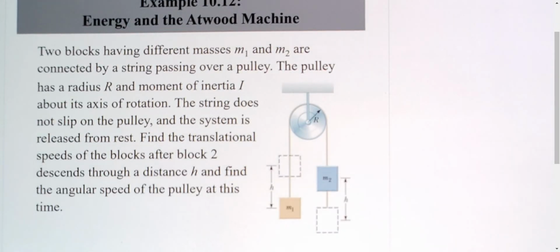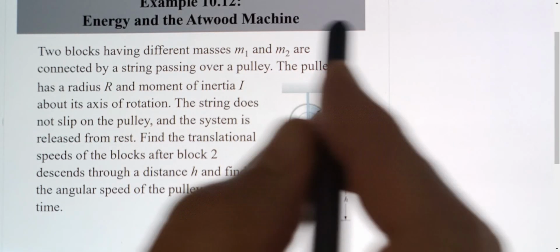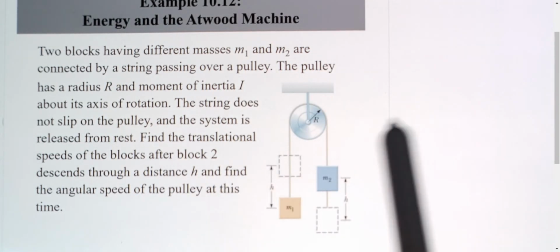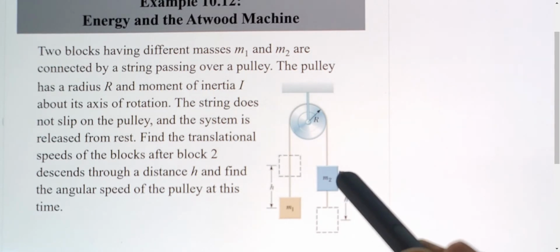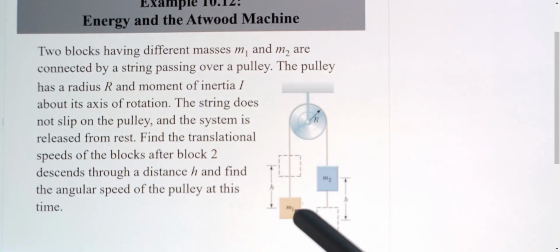Now the last example here, or the example before the last, we saw this, the Atwood machine. We call it Atwood machine. In this Atwood machine, we have mass 2 and we have mass 1.